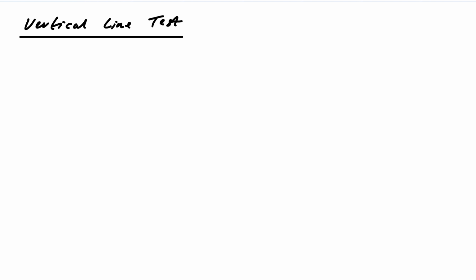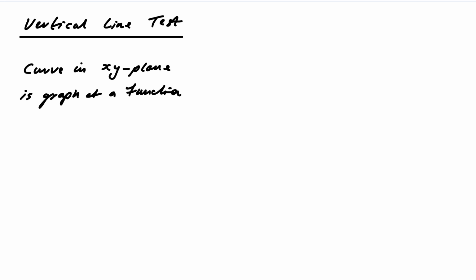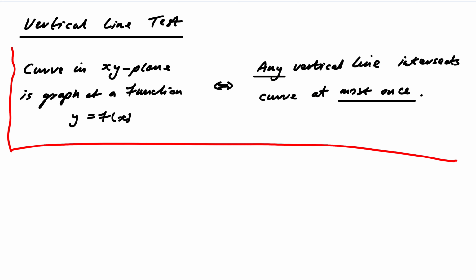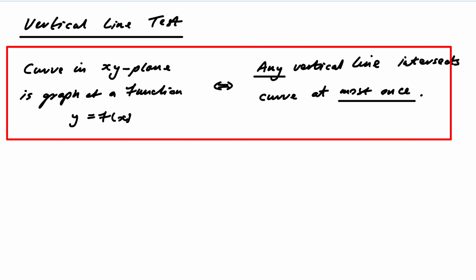Vertical line test. So if I give you a curve in the xy plane, so just any old curve, is the graph of a function, let's say y is equal to f of x, if and only if the following is true. Any vertical line intersects the curve at most once. And it's at most. It may not intersect it. At most once. So this is called the vertical line test because it gives us a good visual way of checking if a curve actually does come from a function.